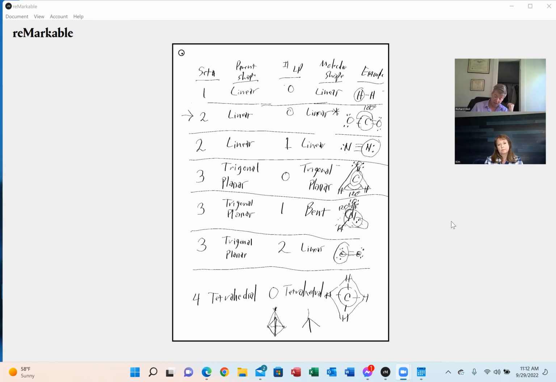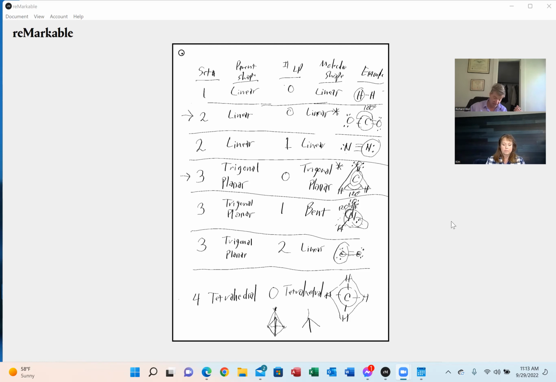Set number 3 with 0 lone pairs is highly symmetrical. You don't have them linear. They're not pointing in opposite directions this way, but the net dipole, if you do vector analysis, these two dipoles will add up and cancel out this dipole. So set number 3 with 0 lone pairs is highly symmetrical.